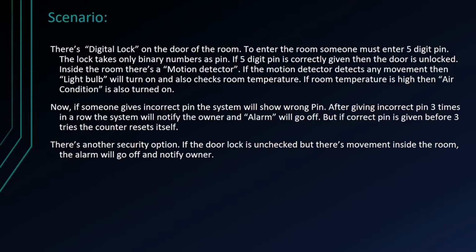Now, if someone gives an incorrect PIN to the system, it will show wrong PIN. After giving an incorrect PIN 3 times in a row, the system will notify the owner and the alarm will go off. But if a correct PIN is given before 3 incorrect attempts in a row, the counter resets itself. That's another security option. If the door lock is not checked but there's movement inside the room, the alarm will go off and notify the owner.